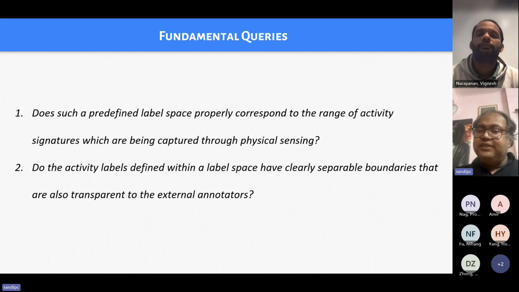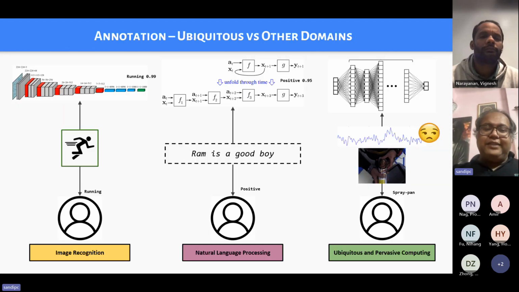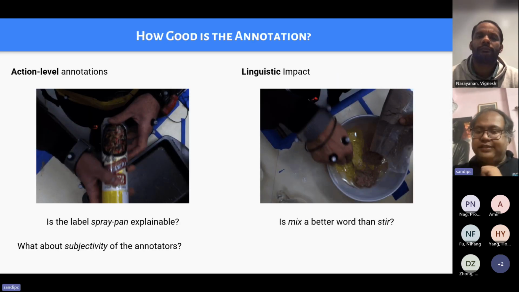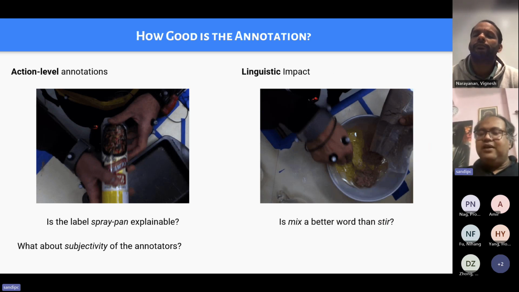So that is the first query that we had, and the second query is: do the activity labels defined within a label space have clearly separable boundaries that are also transparent to the external annotator? This is also very important. If you go back to the earlier example that I was showing you, say for the second case, if you have mix as well as star in your label space, just think of what the annotator can do. Some annotators can label it as mix, some annotators can label it as star.